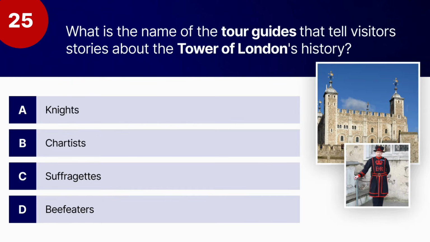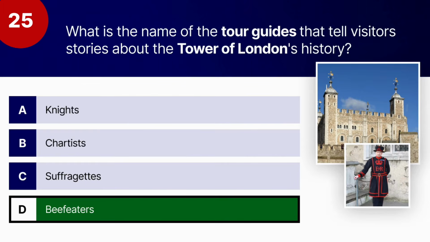What is the name of the tour guides that tell visitors stories about the Tower of London's history? Knights, Chartists, Suffragettes, or Beefeaters? The answer is D. Beefeaters.